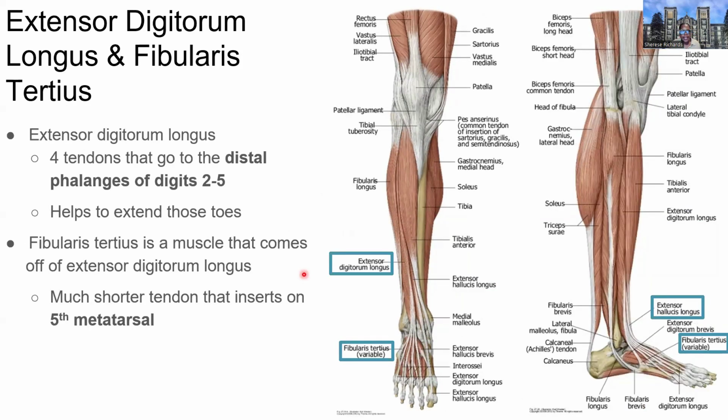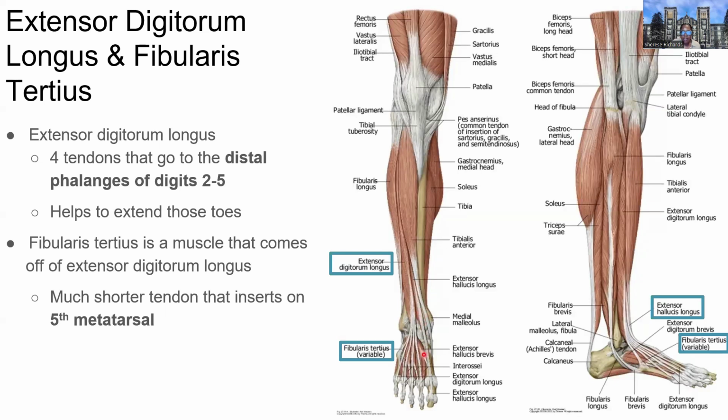Okay, let's talk about extensor digitorum longus and fibularis tertius. Extensor digitorum longus, we talked about earlier, has one common tendon. This is in between the lateral compartment. So the fibularis longus, which is the lateral-most muscle of the leg, is actually part of the lateral compartment. This is not a part of the anterior. That can be a little bit confusing when you look at the leg straight forward and you can see a bit of fibularis longus, right? So the extensor digitorum longus is in between fibularis longus and the extensor hallucis longus.